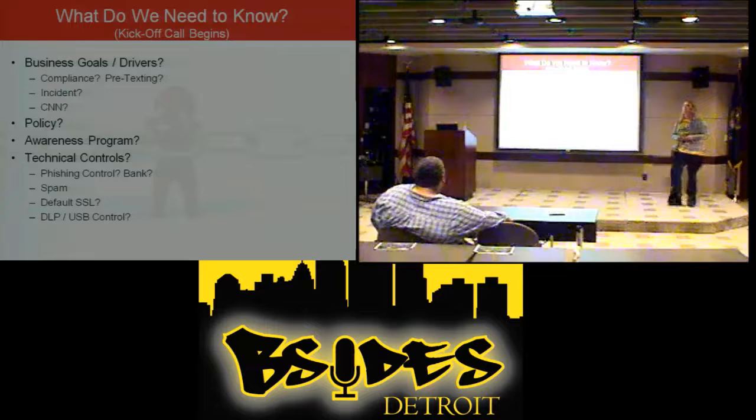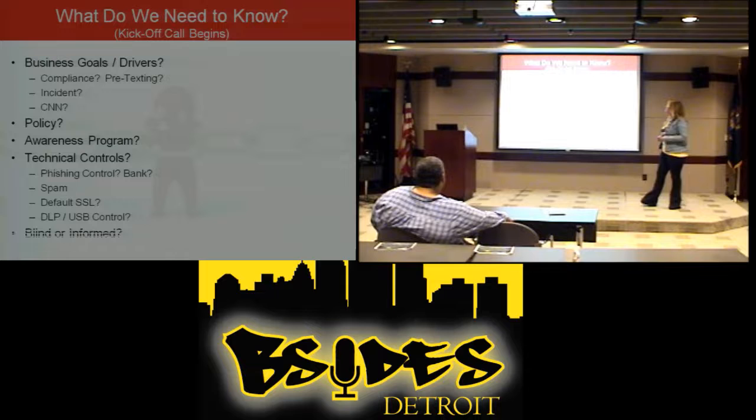And then what are your technical controls? What are the technical controls that you have in place? Do you have phishing and spam protection? Do you require SSL on your public website, DLP, USB controls, anti-malware, things like that? Now, all of this gives you a good understanding of the technical and culture and the maturity level of that company. So usually when you're having this initial conversation, you find out a lot of information that tells you a lot about the company.